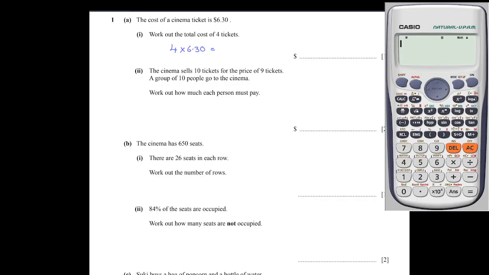So question number 1, the cost of a cinema ticket is $6.30. Work out the total cost of 4 tickets. So here we have to do 4 multiplied by 6.30 because we have been given the per ticket value. 6.30 into 4 is equal to 25.20.